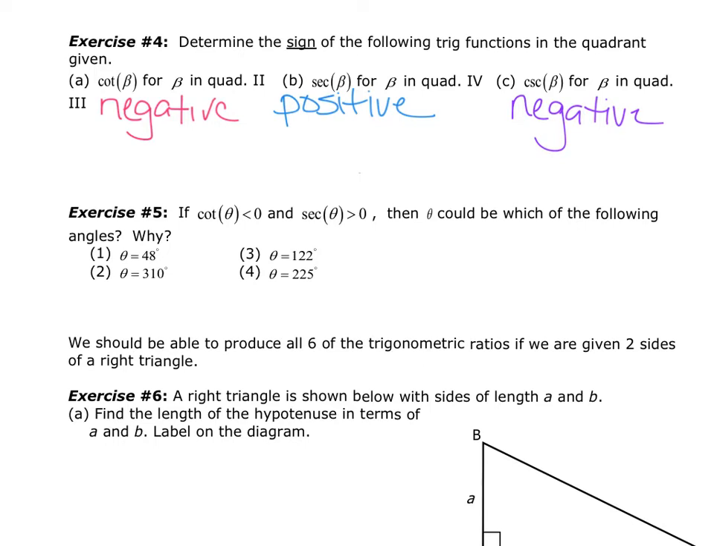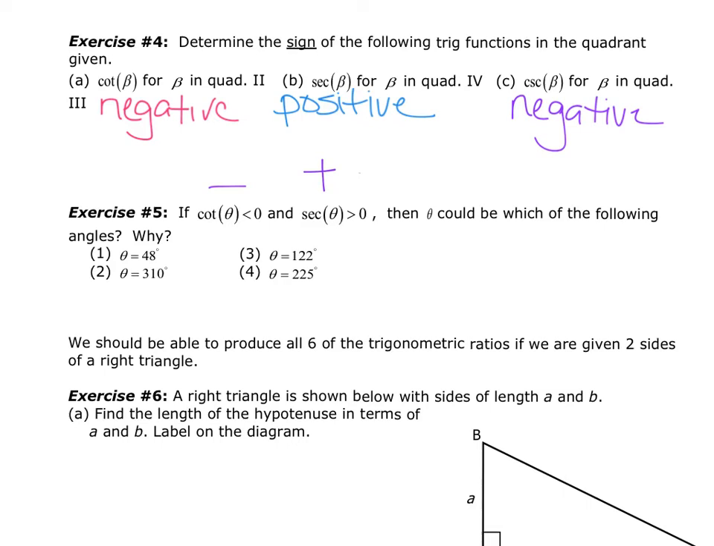Okay, exercise 5. These always kind of stump me a little bit because of the way that they're worded, right? It says if the cotangent is less than 0 and the secant is greater than 0, then theta could be which of the following angles? I love how they ask why when it's multiple choice. Okay, if the cotangent is less than 0, that means that the cotangent is simply negative. Now they're saying the secant is greater than 0. So the secant is positive.